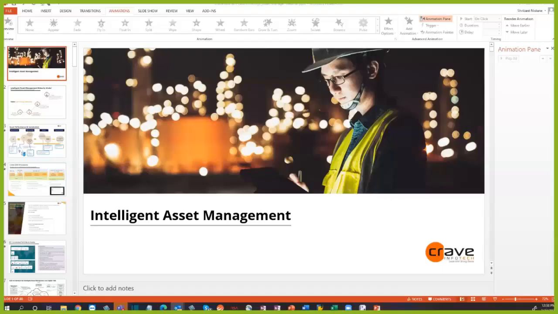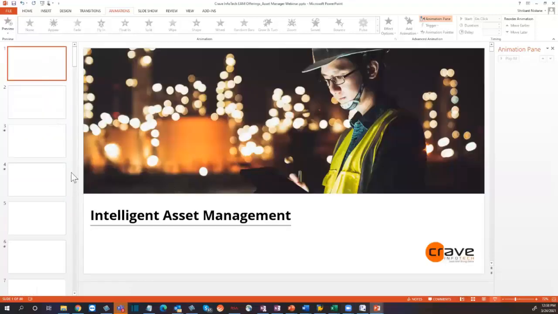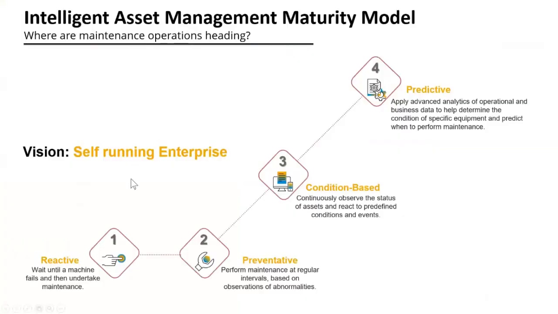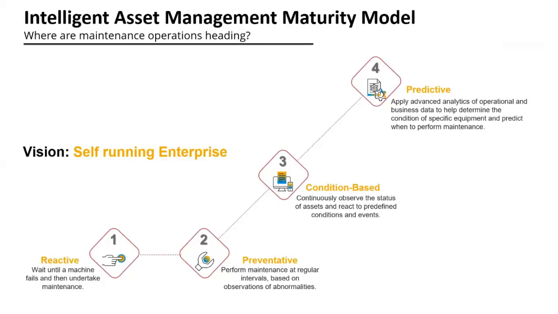So here, we call it the Intelligent Asset Management Maturity Model. Sorry about that, the mouse is pretty sensitive. This is basically a reactive to predictive journey. And as we have seen working with several customers, every one of them is at different stages of this journey.